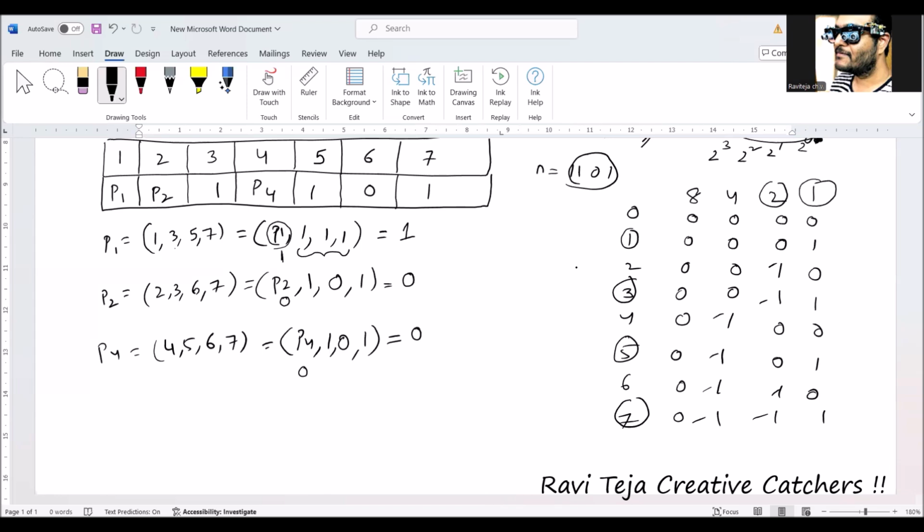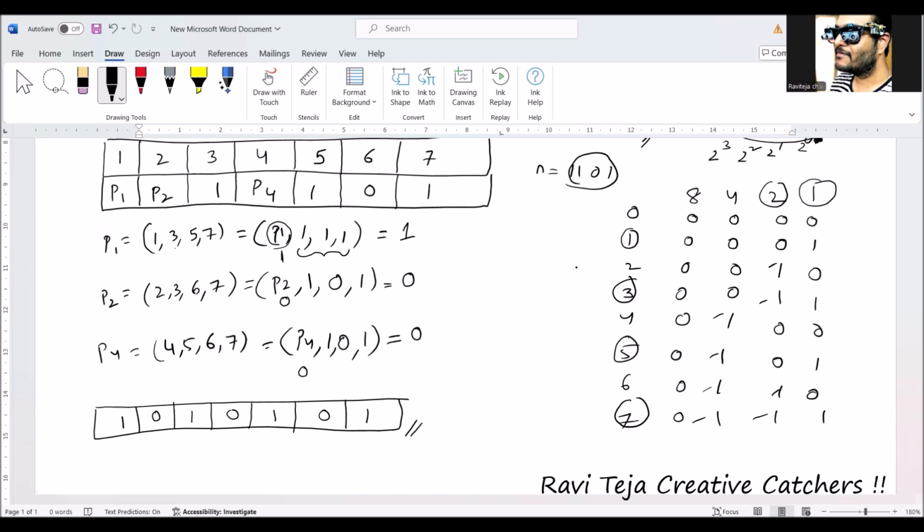Okay. So what is the answer? So in the P1 position, we have 1, and P2 position, we have 0, and in third position, we have 1, and P4 position, we have 0, in fifth position, we have 1, in sixth position, we have 0, and seventh position, we have 1. So this is the answer, what we got with respect to encoding the data bits of 1101 into 7-bit even parity Hamming code. Okay. So this is how to calculate one.